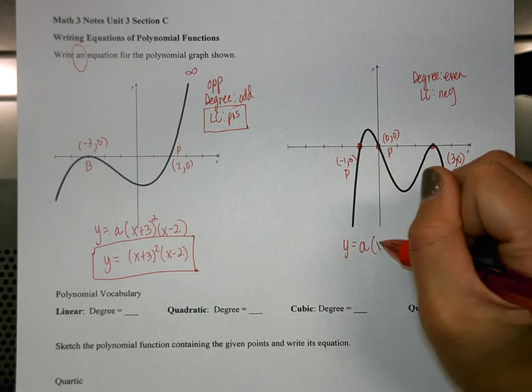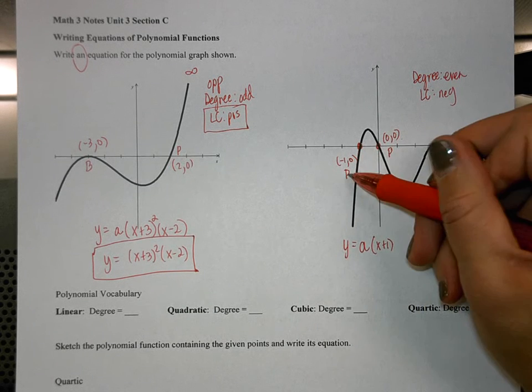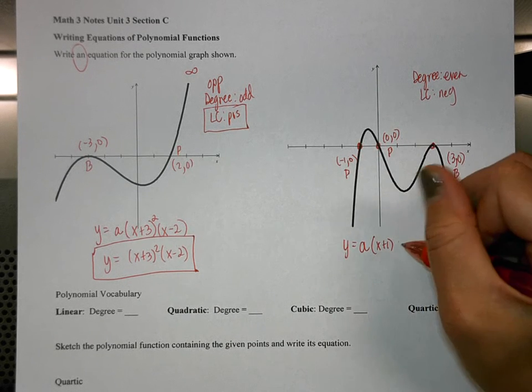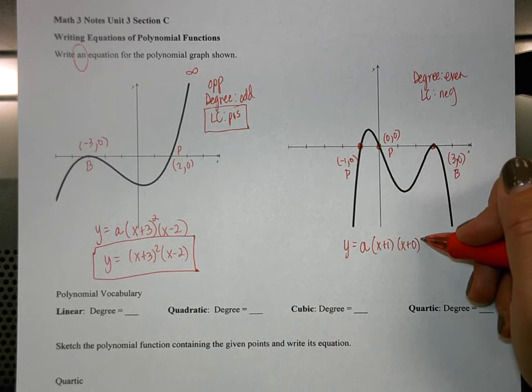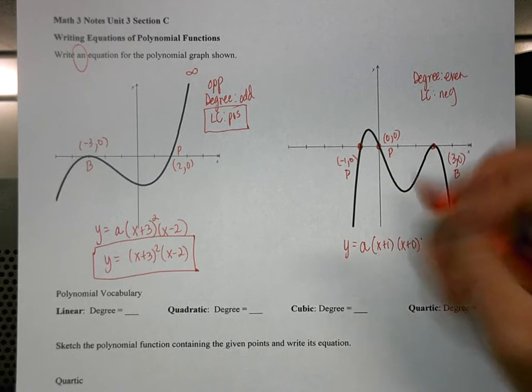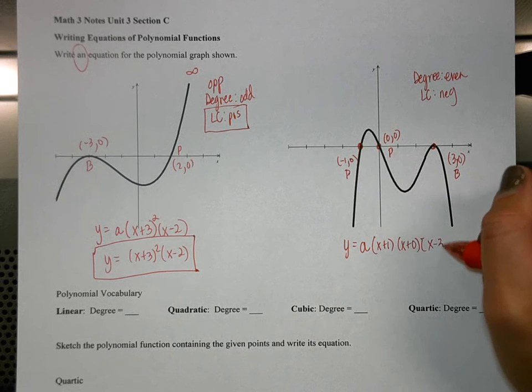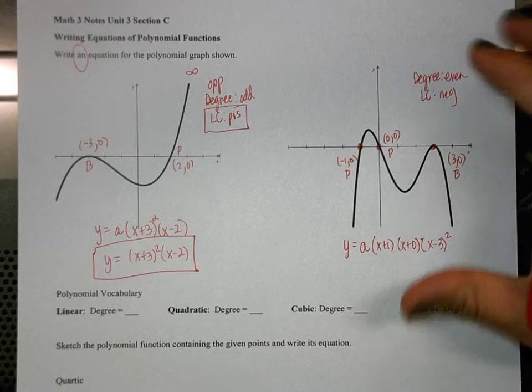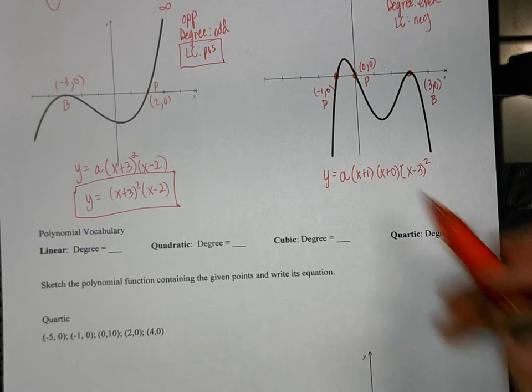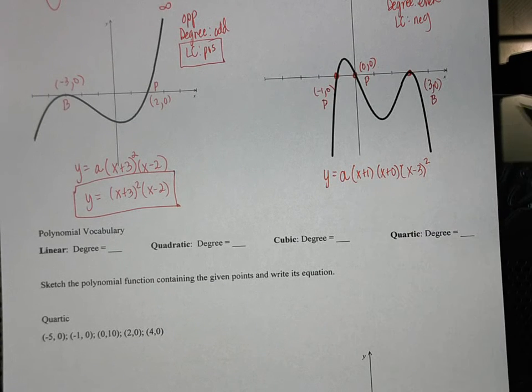And then I would have x plus 1, and this is passing through, so an odd power. And then I can write x plus 0, and it's passing through, so this is an odd power. And then this one would be x minus 3, and I'm going to put square because it's bouncing, it's going to be an even power. So then you can kind of simplify this, and we know that x plus 0 is really just what?